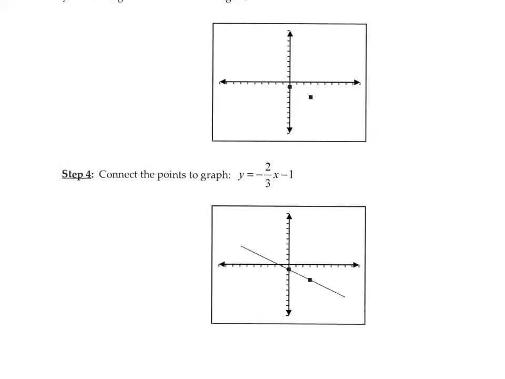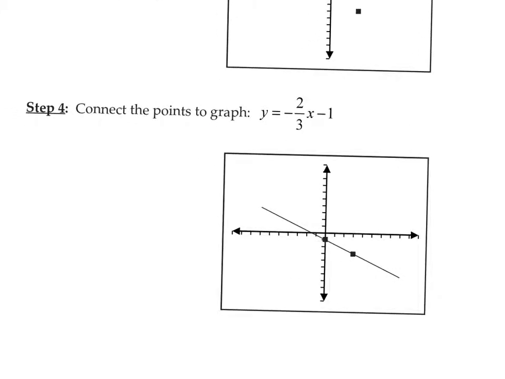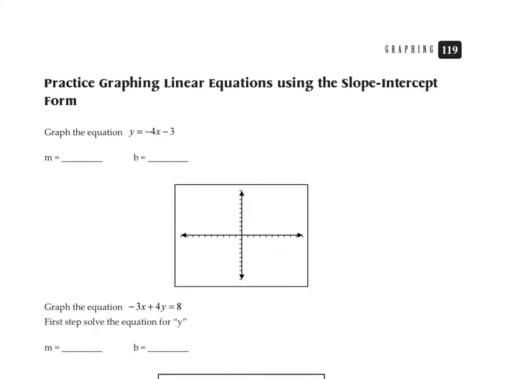And then further down, you can see the author went ahead and connected those two points. Now, in my mind, 3 points is better, so I would have done this again by counting out from here, rise and run, or going back to the original point and counting rise and run and putting another point. 3 points are better than 2. So on the next page, we're going to practice graphing linear equations using slope-intercept form.